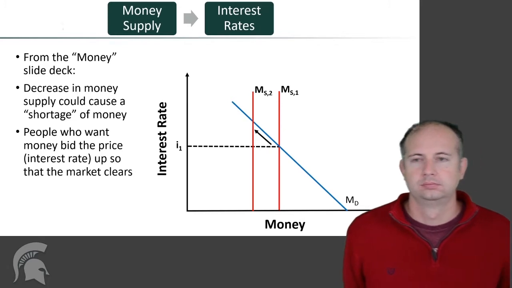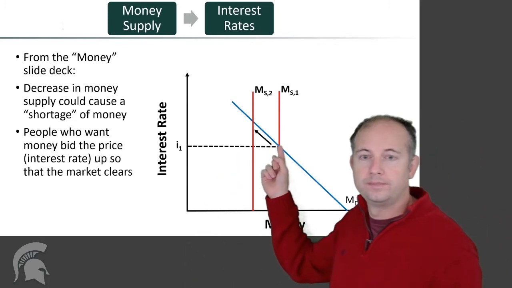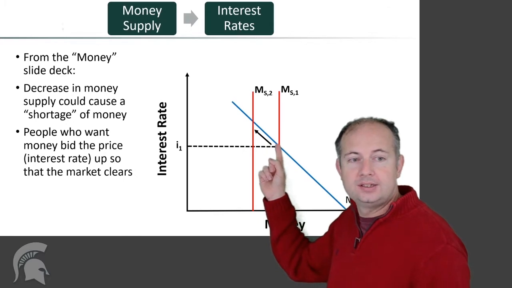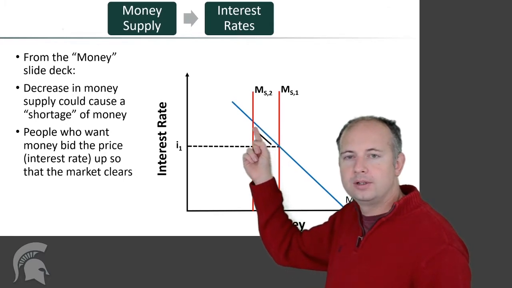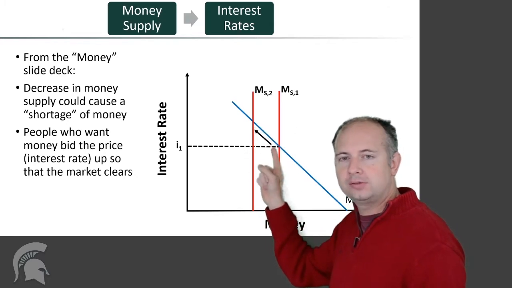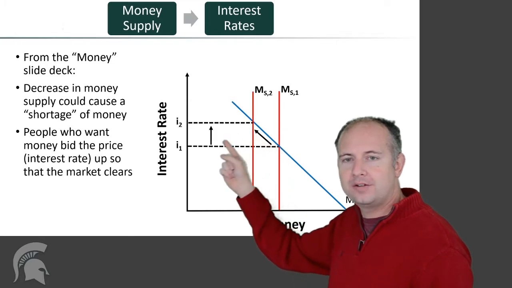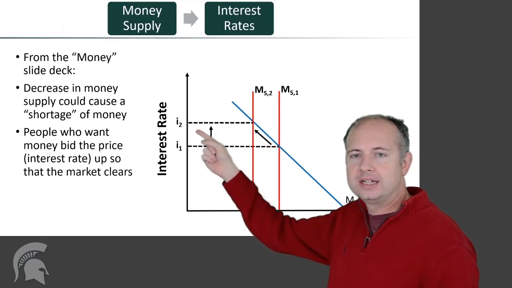No, money supply decreases. This shifts to the left, so we get movement along the money demand curve, and as a result, the interest rate increases.